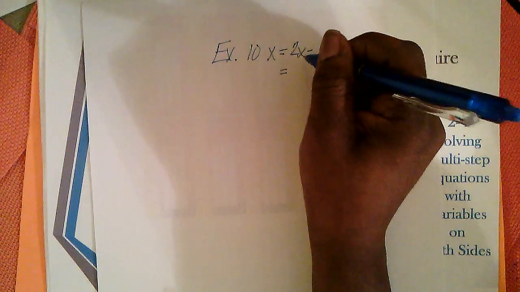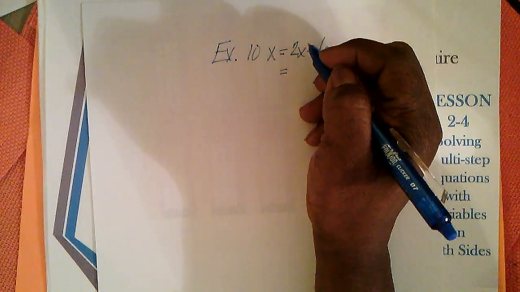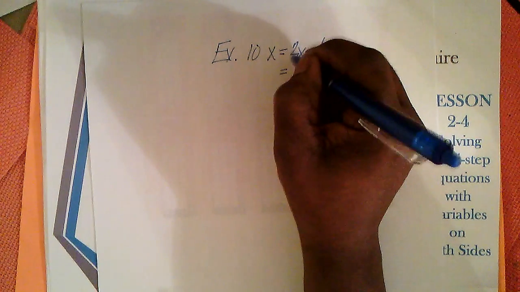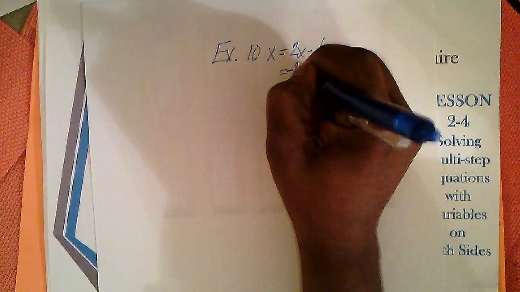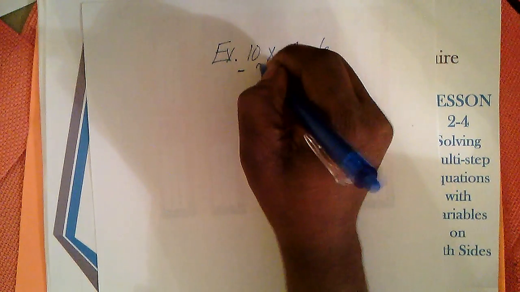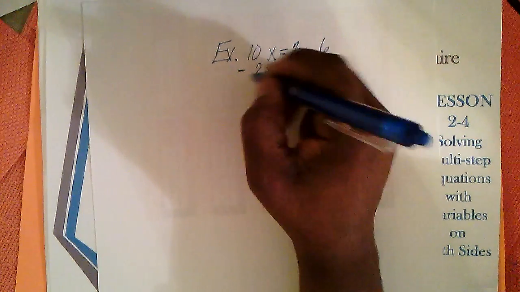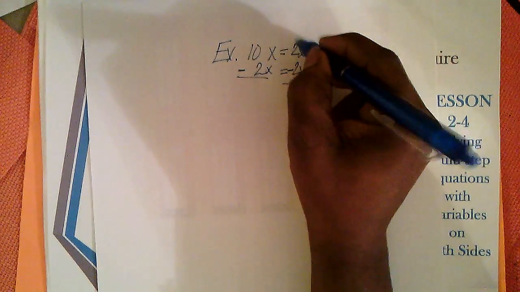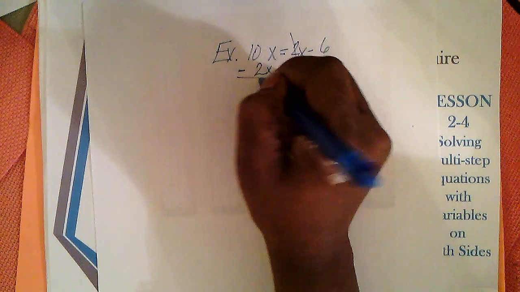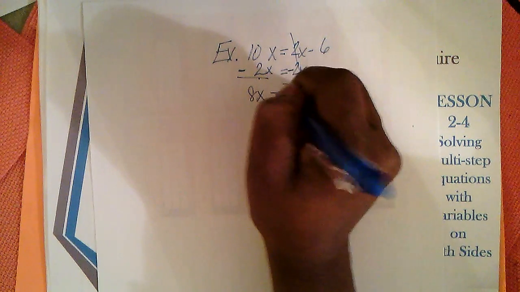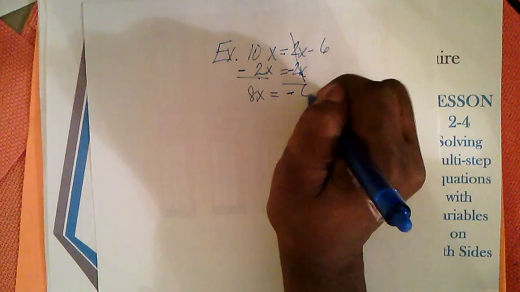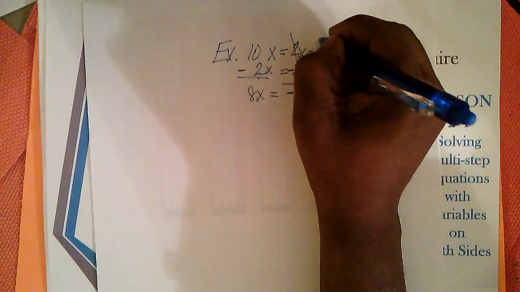So we have 10x and 2x. I always like to move my variable to the side that's going to end up being positive. I have 2x, so I'm going to subtract 2x on this side. And remember, whatever we do to one side, we do on the other side. So that was a positive, make that negative. 10 minus 2 is 8x, 8x equals negative 6. Oh, I'm sorry, I wrote that wrong.